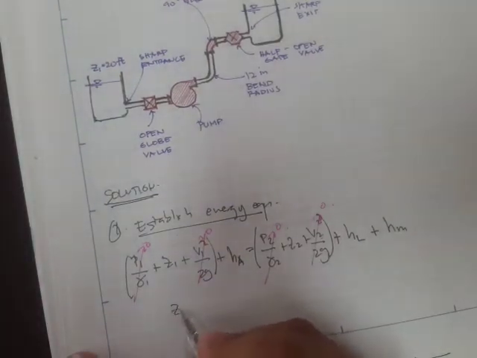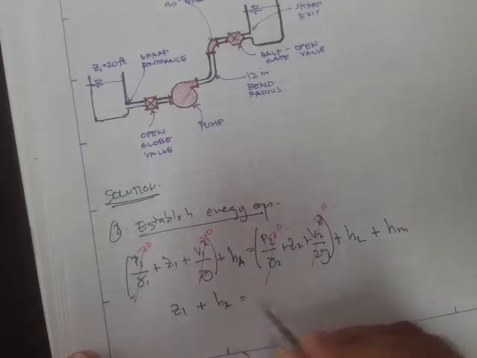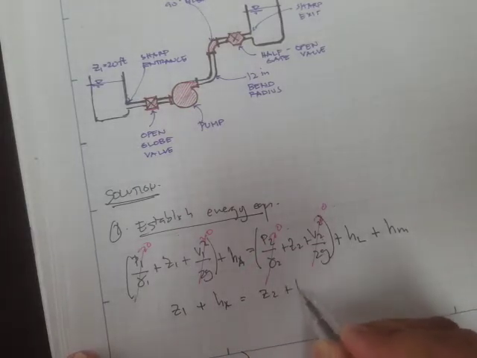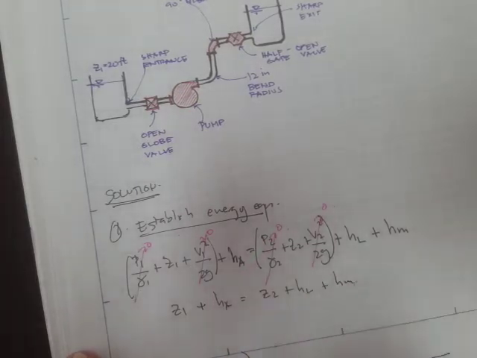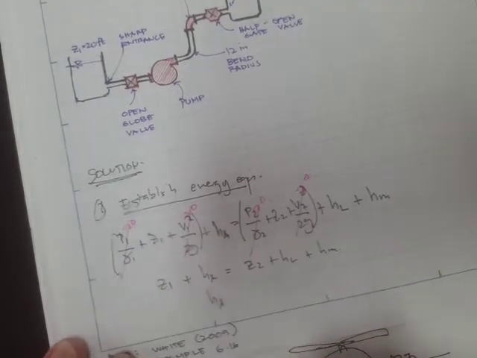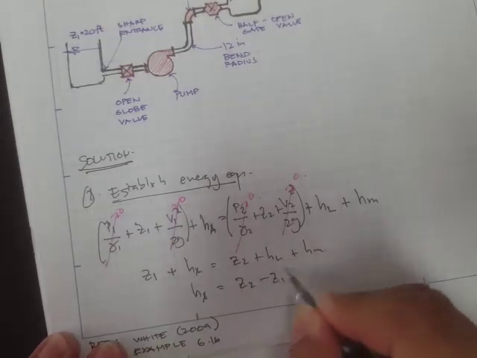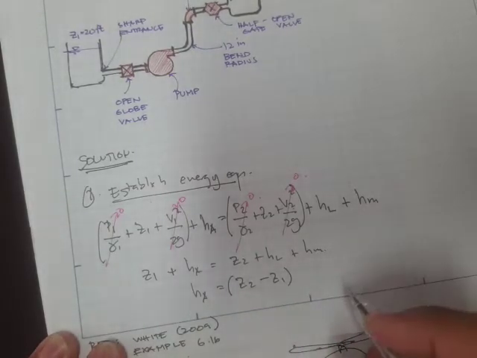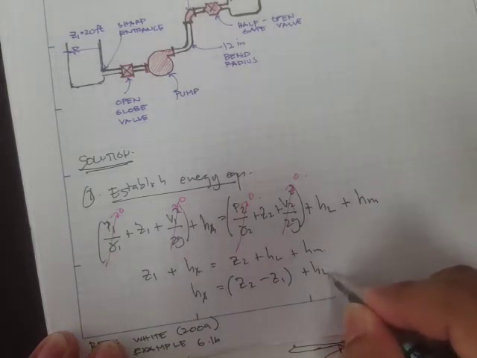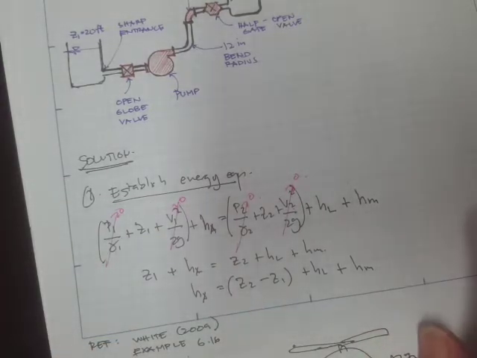Therefore, our remaining terms would be Z1 plus H sub A is equal to Z2 plus H sub L plus the minor loss. Therefore, if we want to find the head provided by the pump, H sub A is equal to Z2 minus Z1, the difference in elevation, plus the head loss, that's the major head loss plus the minor head loss.